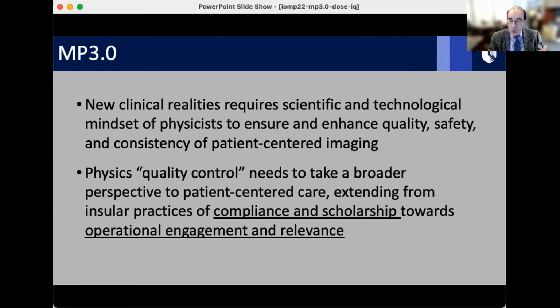In physics, we do quality control. I'm arguing that quality control needs to take a broader perspective to patient-centered care. We are not quality controlling just the machine. We are also quality controlling how the machines are used, and we are quality controlling the actual output of those machines, not in terms of phantom data, but also in terms of patient data. Extending from this insular practice of compliance, I check the box, I'm compliant, I'm good, and scholarship, towards operational engagement and relevance.